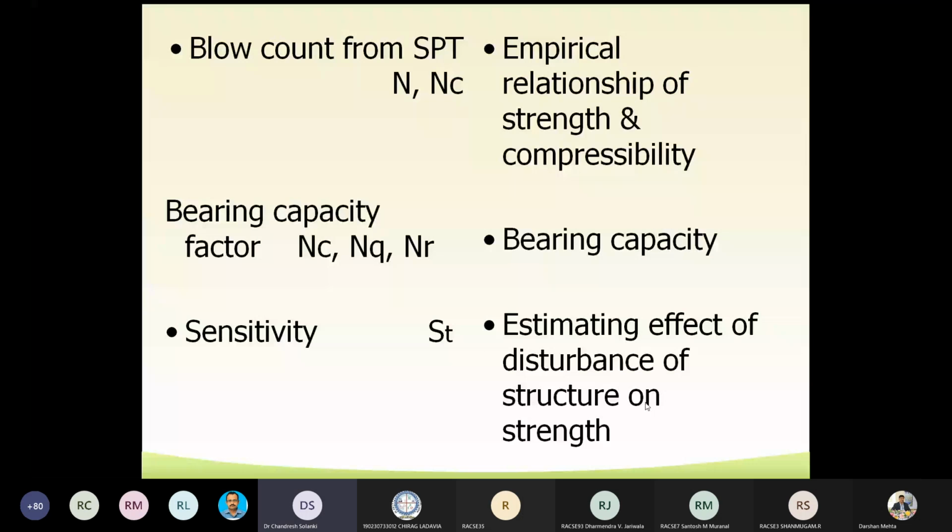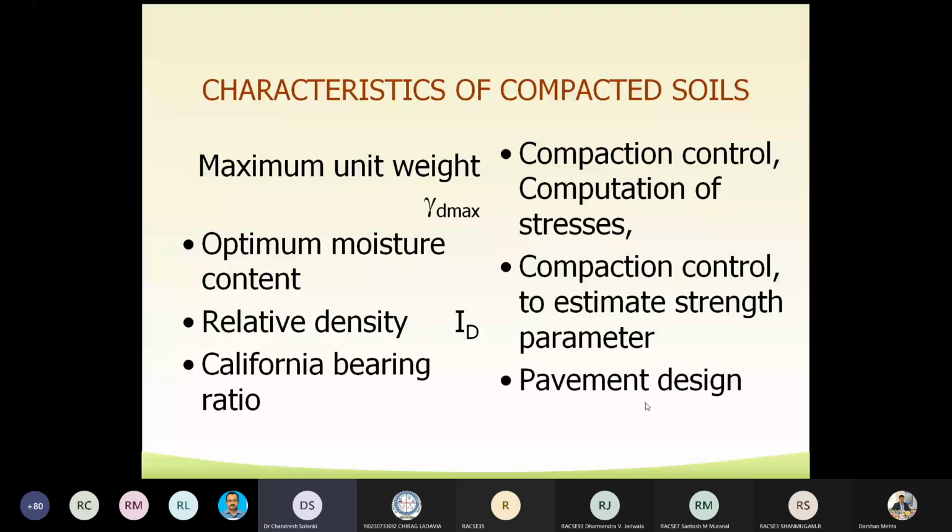Compaction characteristics are very, very important in the case of earthworks.